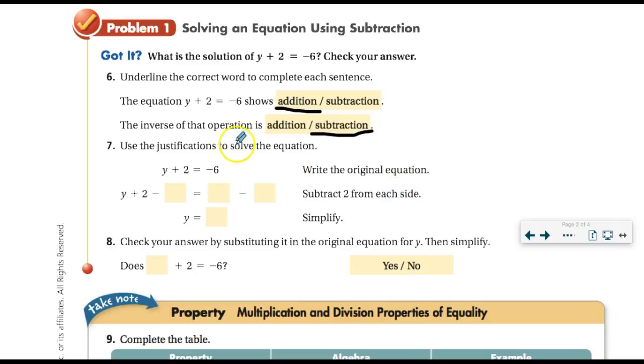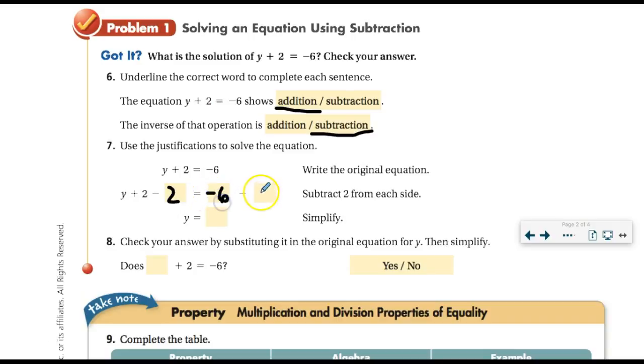Why am I subtracting 2? Because I want to subtract whatever is with the variable. So right now I've got y and 2 on the same side of the court. Y wants to isolate, so he's going to tell 2, hey, get lost, get over on the other side, clear out. The way that I do that is by subtracting. So I'm going to go ahead and subtract 2 from both sides.